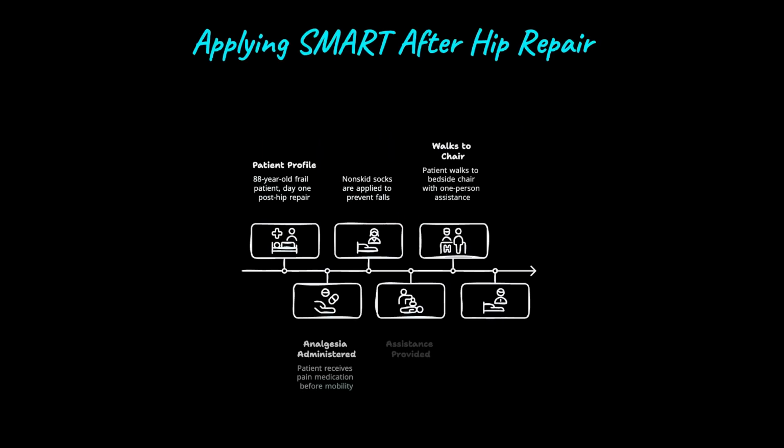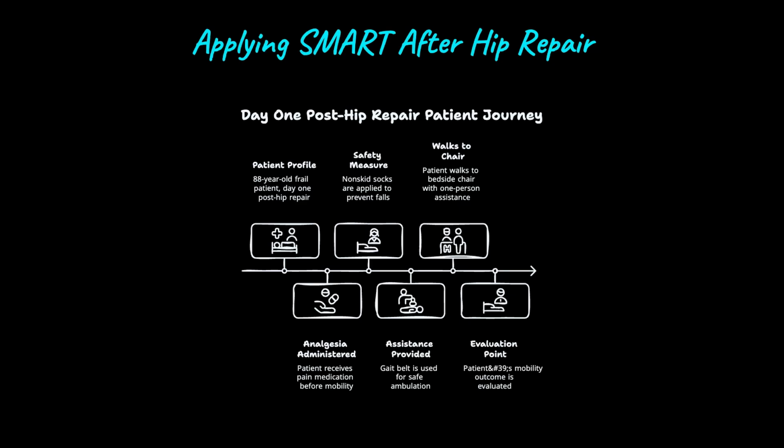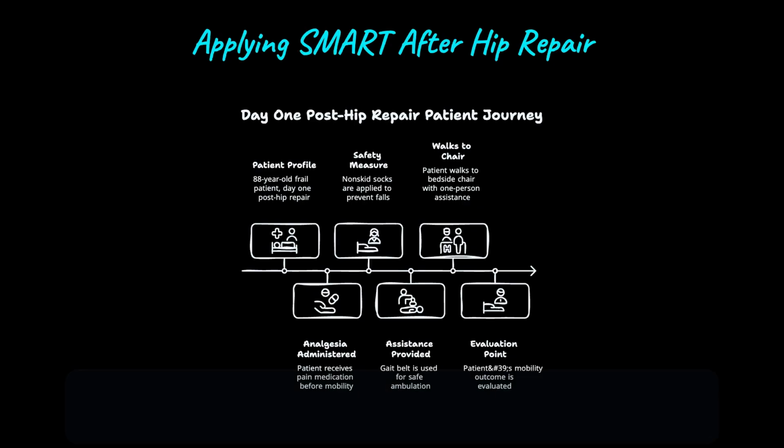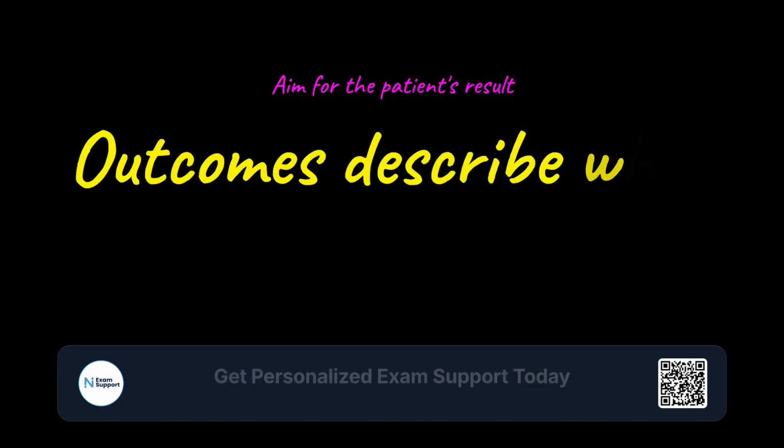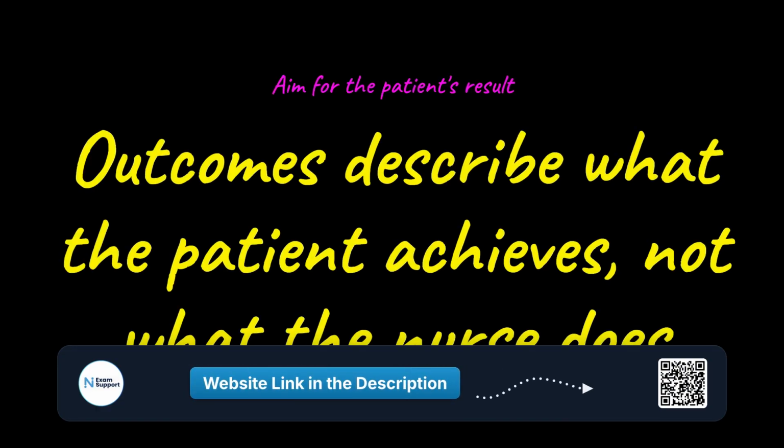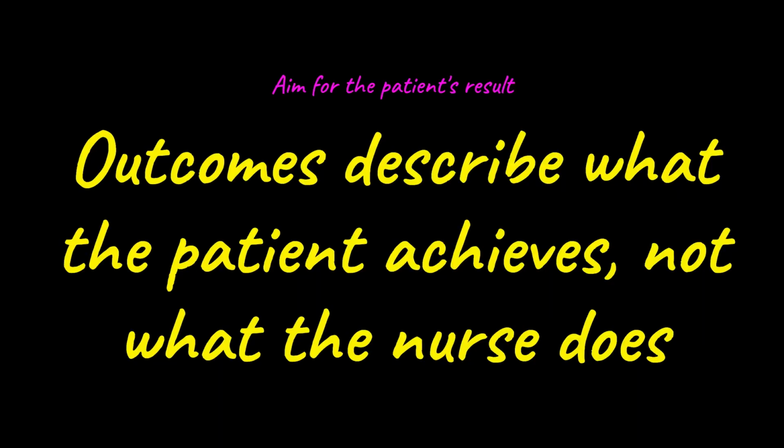Picture an 88-year-old one day after hip repair. The nurse writes the outcome, walks to the bedside chair with one-person assistance during the day shift, then supports it with interventions like pre-medication, non-skid socks, and a gait belt, and evaluates at end of shift. A well-written outcome gives the whole care team a clear, realistic target to aim for and a specific moment to evaluate it.